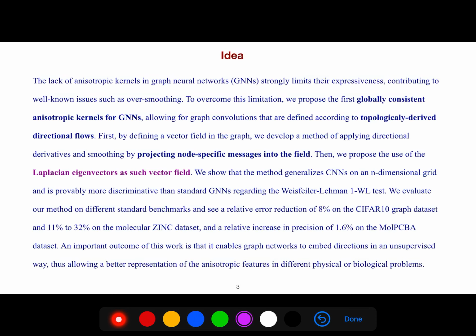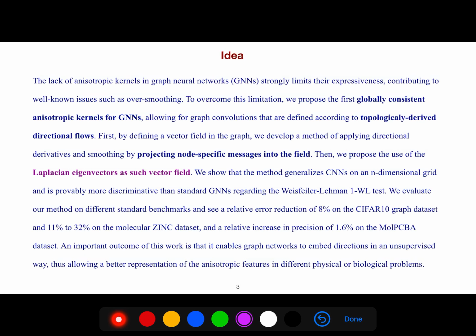The lack of anisotropic kernels in graph neural networks strongly limits their expressiveness, contributing to well-known issues such as oversmoothing. To overcome this limitation, we propose the first globally consistent anisotropic kernels for GNNs, allowing for graph convolutions that are defined according to topologically derived directional flows. First, by defining a vector field in the graph, we develop a method of applying directional derivatives and smoothing by projecting node-specific messages into the field.